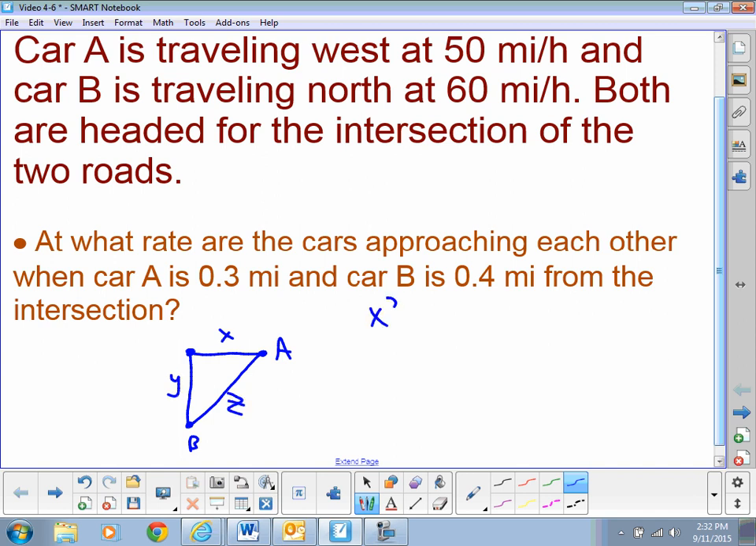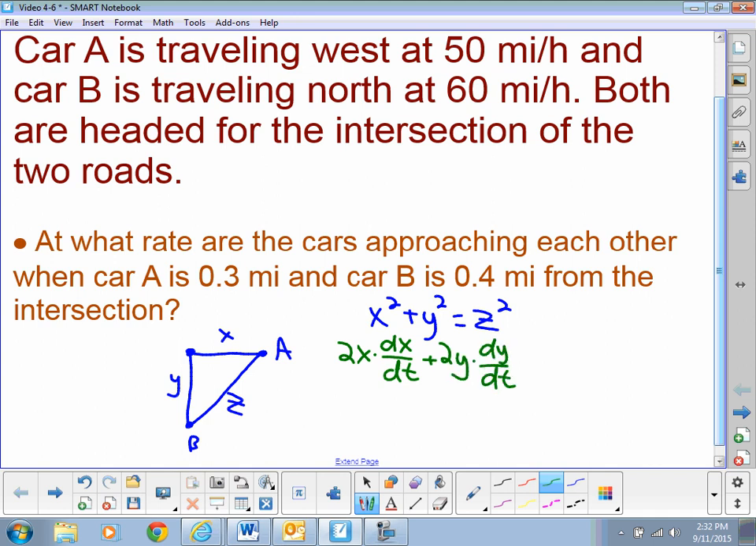So we'll set up the Pythagorean theorem, x squared plus y squared equals z squared. Remember, before you take the derivative, you only put in things that are constant the whole time. Our lengths x, y, and z are always changing, so we don't put in anything ahead of time. When we take our derivative, we take it with respect to time. So we'll have 2x times dx/dt plus 2y times dy/dt equals 2z times dz/dt.